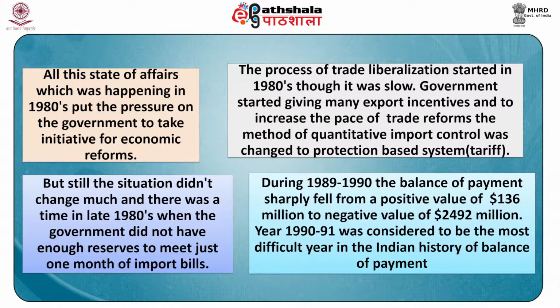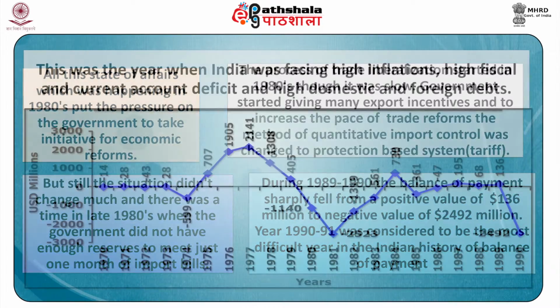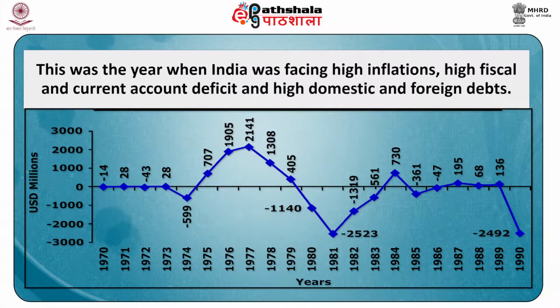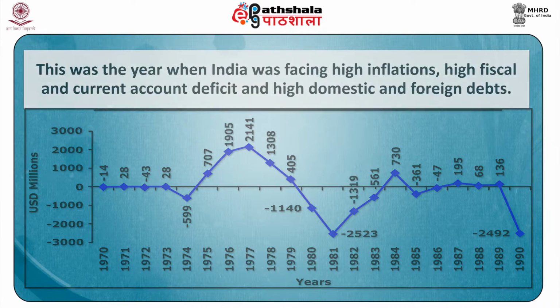So during 1989-90, the balance of payment sharply fell from a positive value of $136 million to a negative value of $2,492 million. The year 1991 was considered to be the most difficult year in the Indian history of balance of payment. This was the year when India was facing high inflation, high fiscal and current account deficit, and high domestic and foreign debts. This has been indicated in figure 1, where we have the balance of payment from 1970 to 1990.